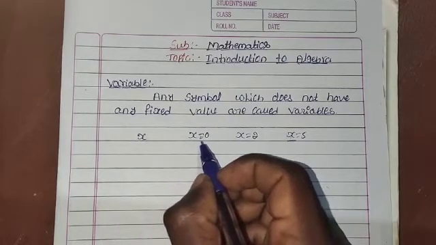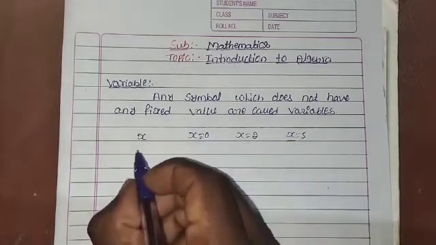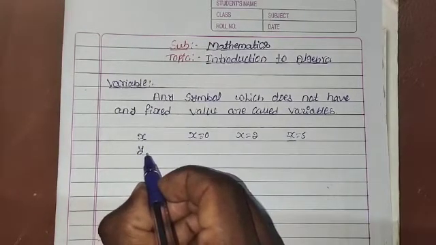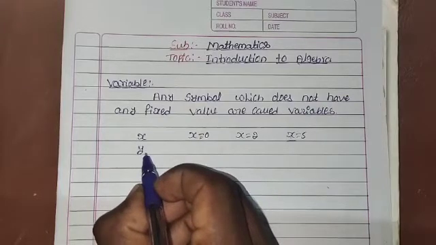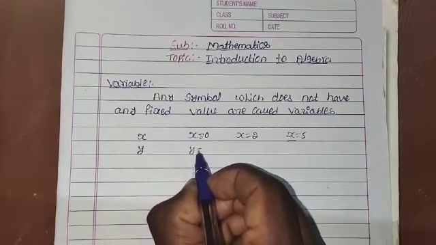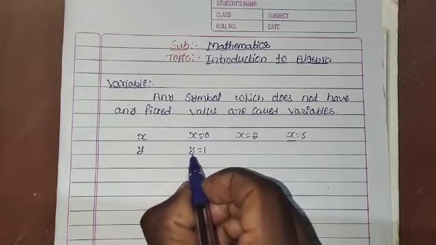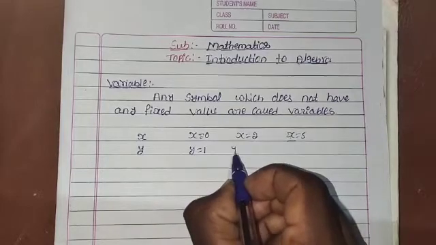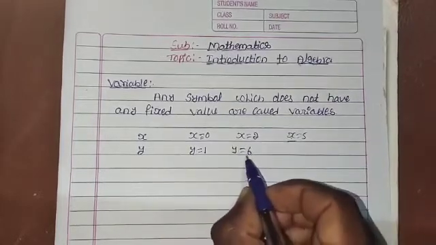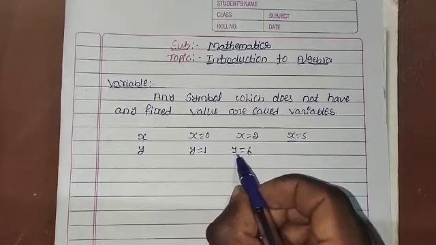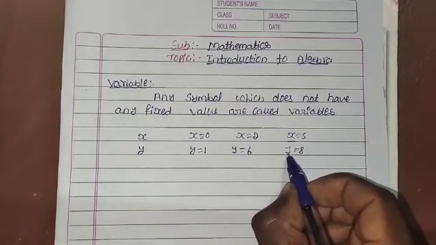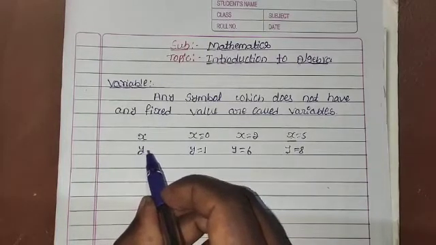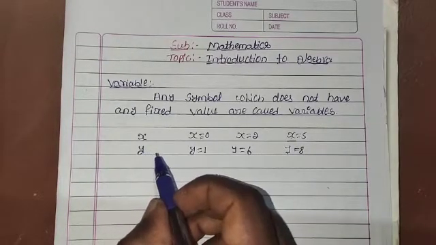Variables are symbols which do not have any fixed value. For example, I'll take Y. Is there any fixed value for Y? No, it does not have any fixed value. If we take Y equal to 1, then its value is 1 only. If we take Y equal to 6, its value is 6. If we take Y equal to 8, its value is 8. Like this, symbols which do not have any fixed value are called variables.